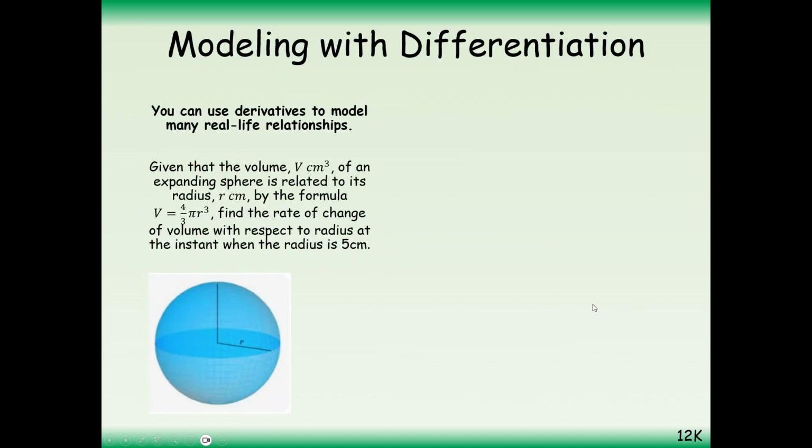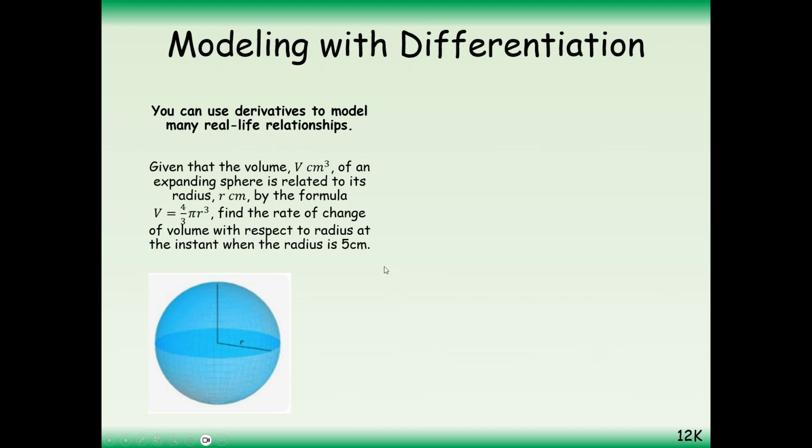Okay, so let's get to the meat of this topic. This last topic is about optimization, believe it or not. This is a very simple example. It says, given the total volume of an expanding sphere, imagine someone is blowing up a balloon that is perfectly spherical, so the volume is given by this formula here. Find the rate of change of volume with respect to radius at the instance where the radius is 5.